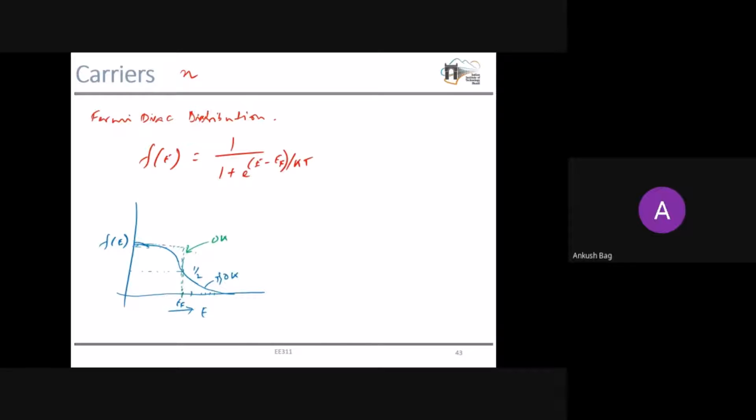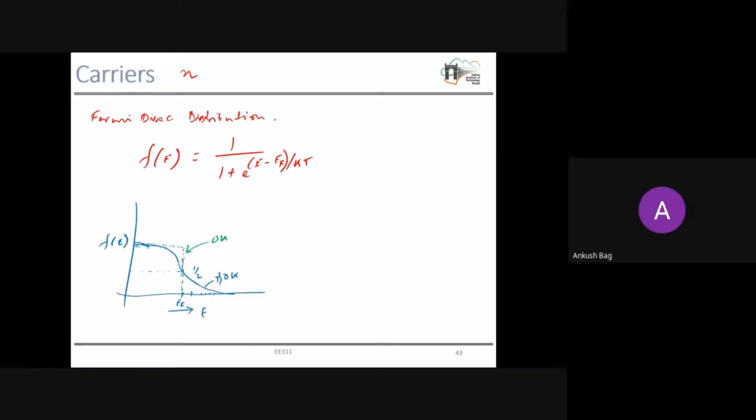So that means at 0 Kelvin, above the Fermi level there will be no electron, but all the electrons you will find below this Fermi level EF. Now, when your temperature is greater than 0 Kelvin, we get some electrons above the Fermi level EF, and similarly there will be some vacancies when we go below EF. So that is the representation of the whole.